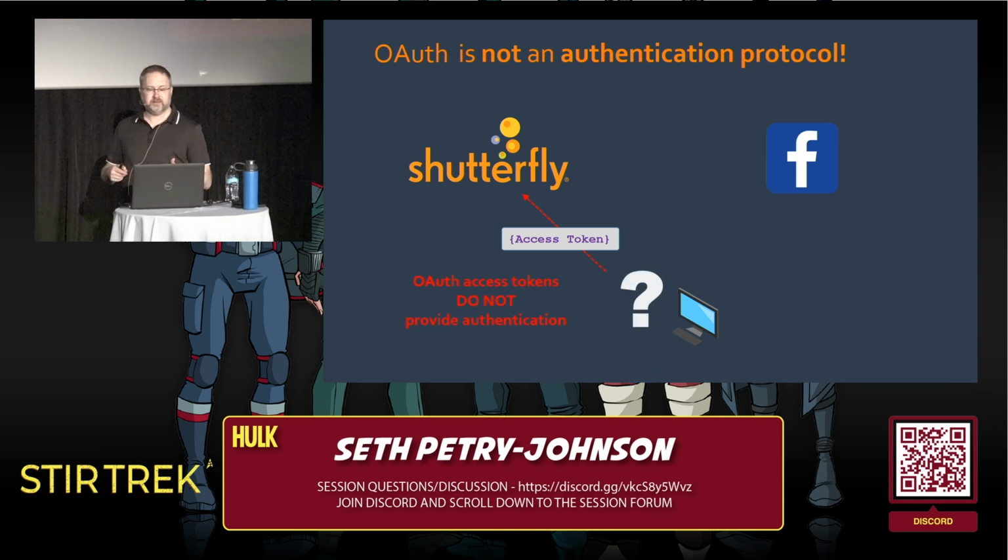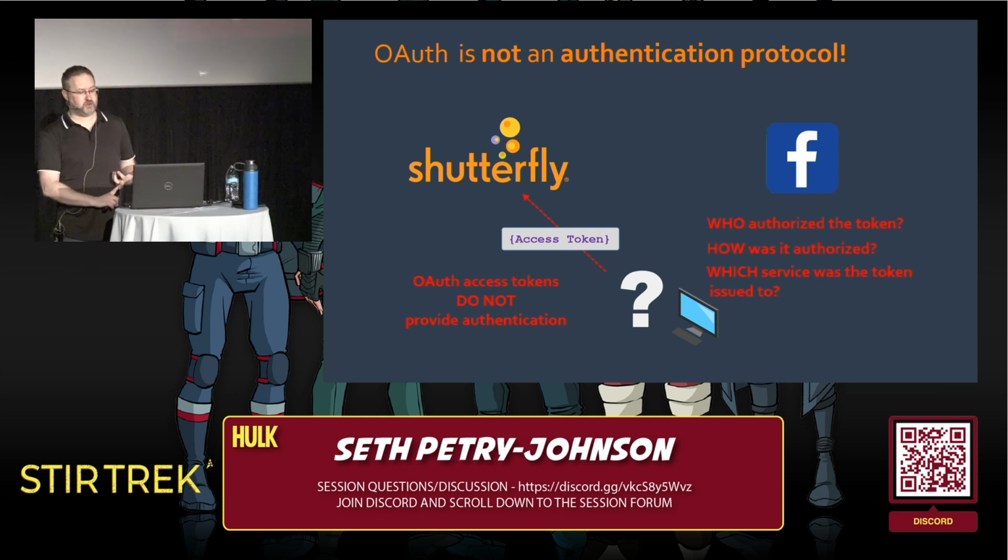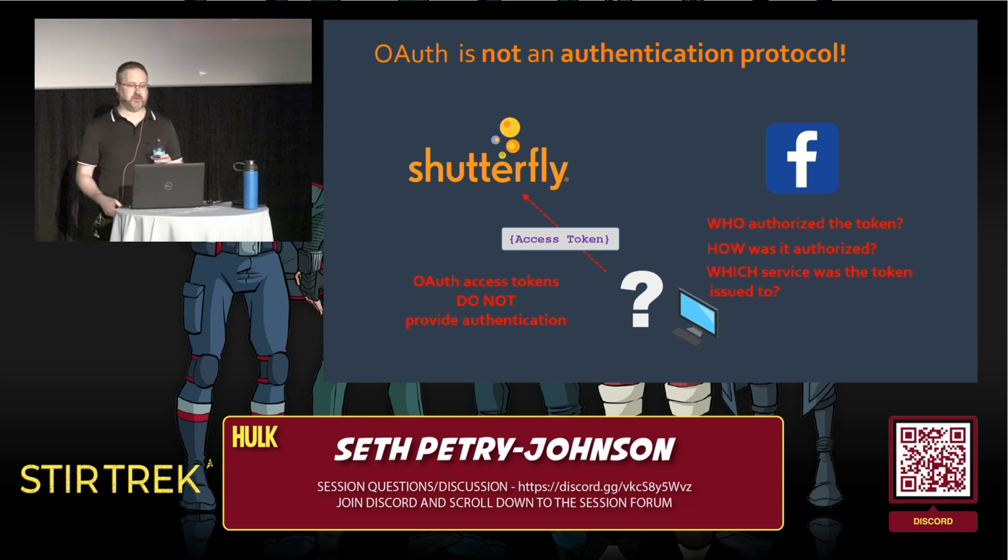And the reason is that authentication is all about establishing the identity that's making a request. But that token doesn't tell Shutterfly anything about user identity. Shutterfly doesn't know who authorized the token, how the authorization was conducted, or even if the token was meant for Shutterfly or some other service. All it knows is it has a token it can use to call an API. Without additional information about the identity of the user, Shutterfly cannot use that token to grant the user access to Alice's Shutterfly account.